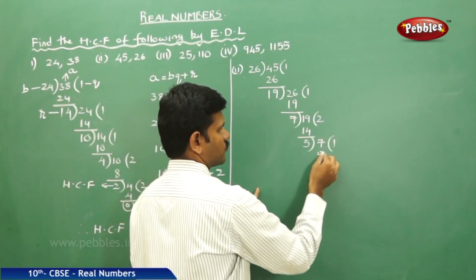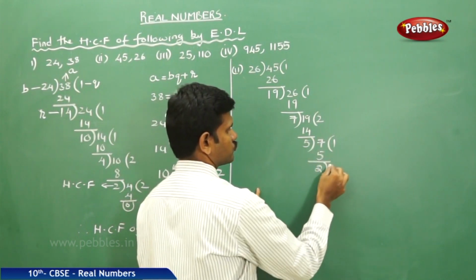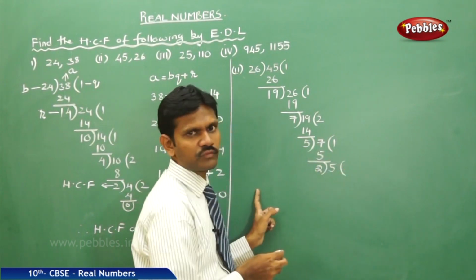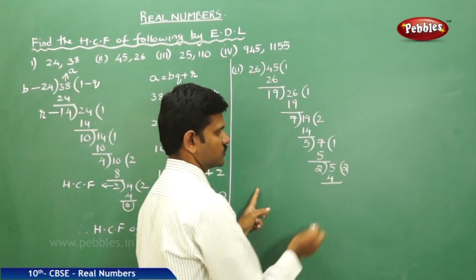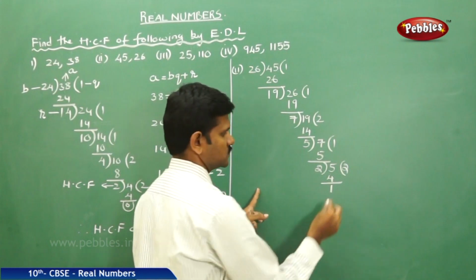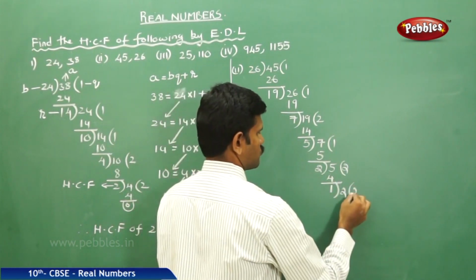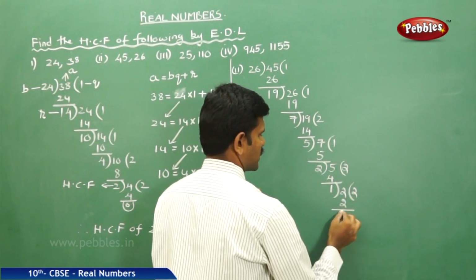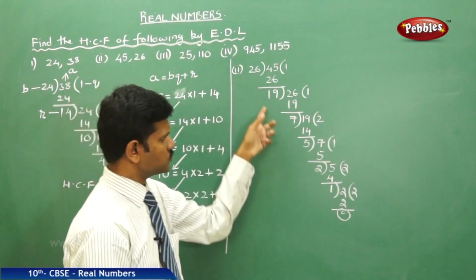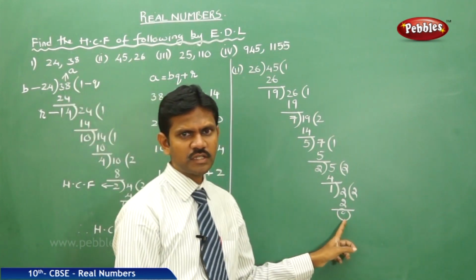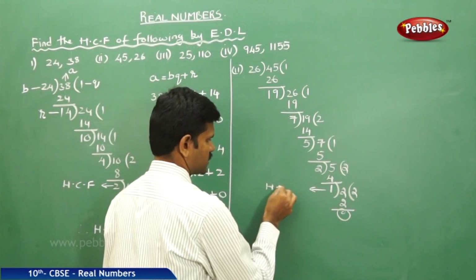1 time 5. 7 minus 5, 2. 2 twos are 4, remainder 1. 2 ones are 2, now the remainder is 0. Continue the process till you get the remainder 0. Therefore HCF is 1.